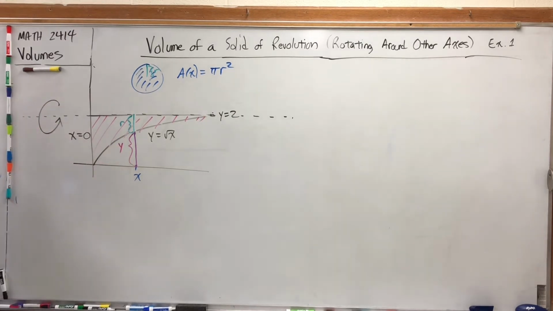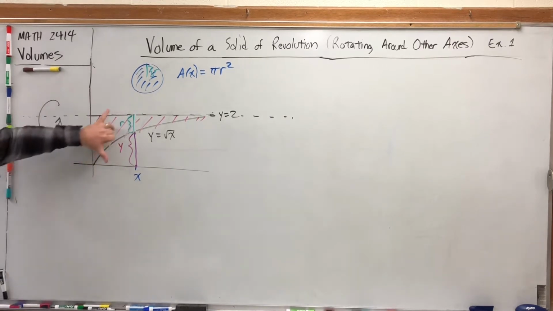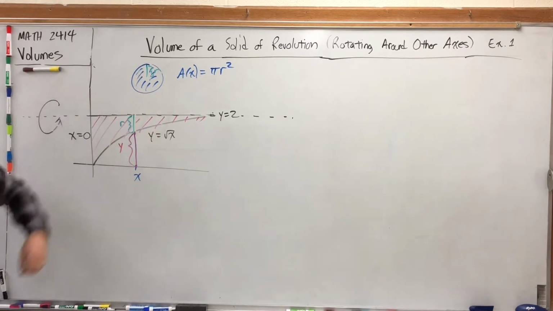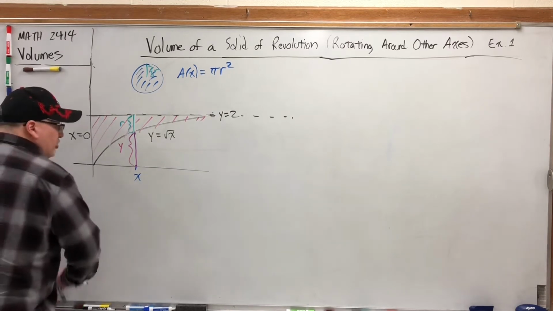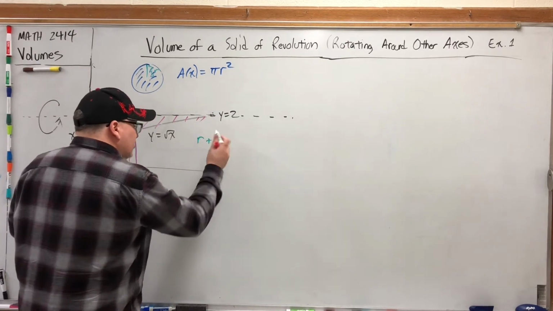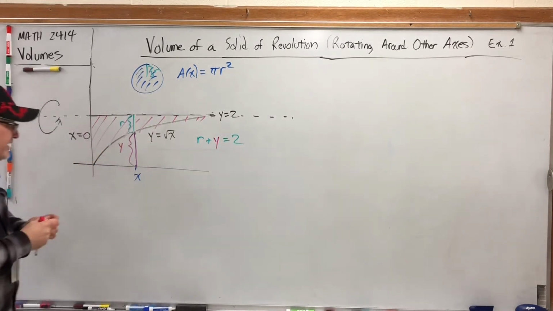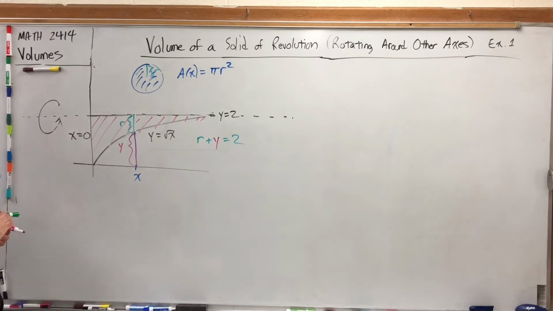So how's that going to help us? Because now I know something about how y and r are related. Because together, how far up do they go? Together they add up to give 2. So from this picture, we can see that the radius that we want plus that y is equal to 2. Now, how's that going to help us?